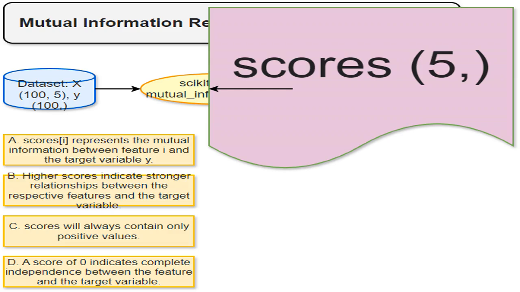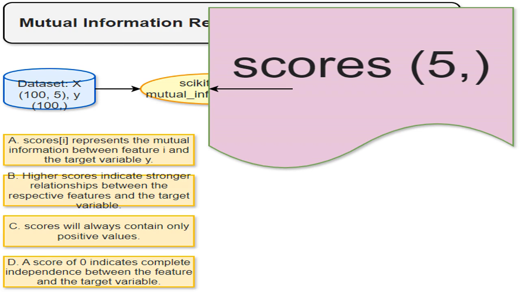After running the mutual_info_regression function, I get an array called scores. This array has 5 numbers, one for each of my 5 features. Each number represents the mutual information between that feature and the target variable. A higher number means a stronger relationship.